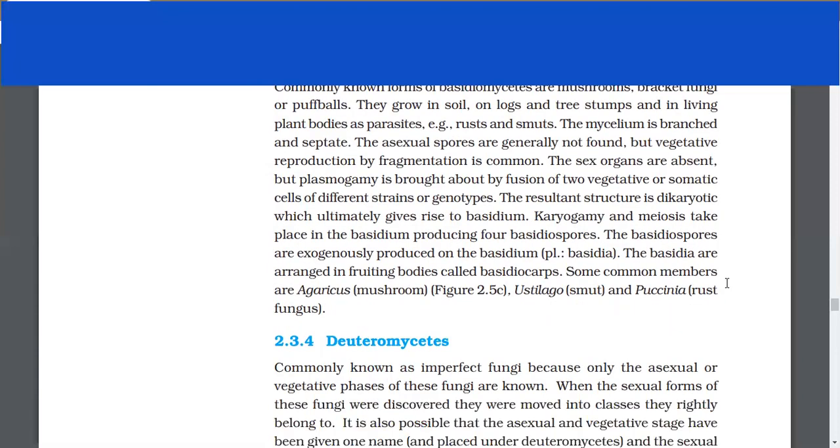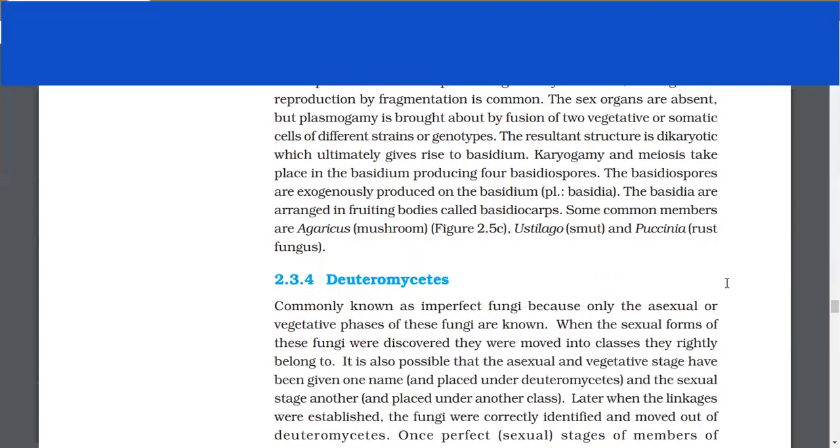The asexual spores are generally not found, but vegetative reproduction by fragmentation is common. The sex organs are absent, but plasmogamy is brought about by fusion of two vegetative or somatic cells of different strains or genotypes. The resultant structure is dikaryotic, which ultimately gives rise to basidium. Karyogamy and meiosis take place in the basidium, producing four basidiospores. The basidiospores are exogenously produced on the basidium. The basidia are arranged in fruiting bodies called basidiocarps. Some common members are Agaricus, Ustilago, and Puccinia.